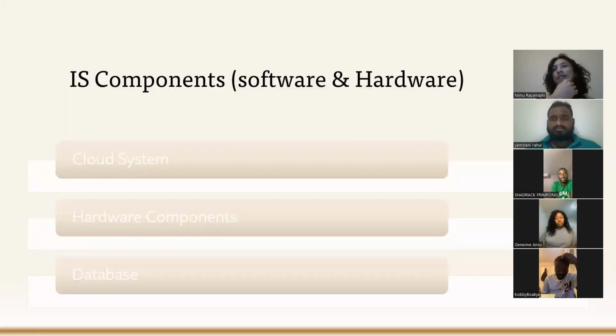So I am presenting on the hardware and software components. We see that there is a component which is basically the software and hardware. We are going to have a cloud system, and also a hardware component and the database. So the bike share will use a cloud computing system.